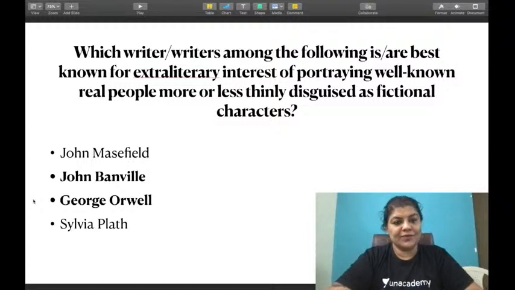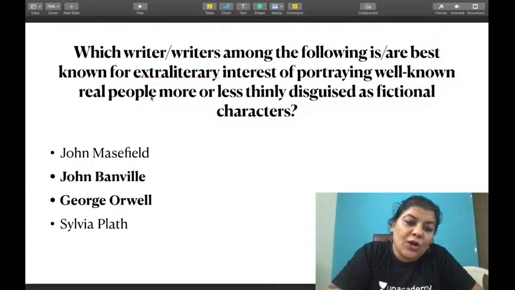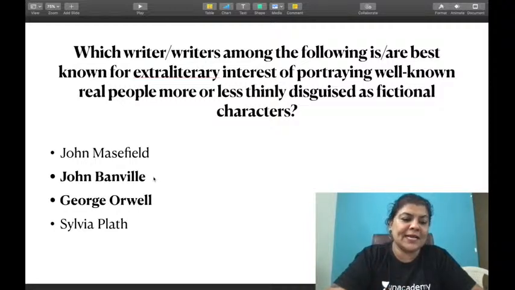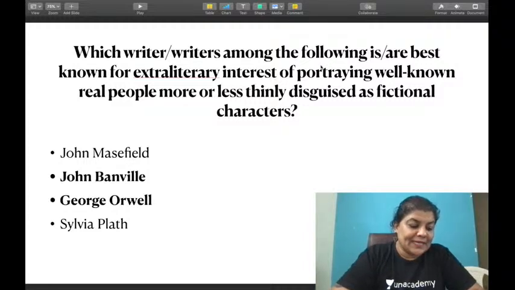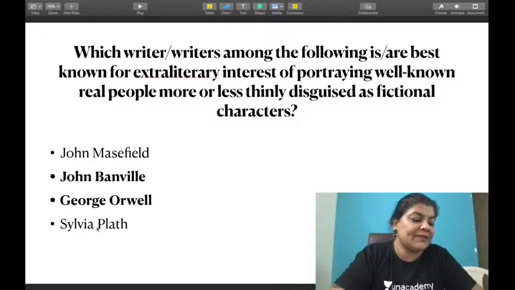D also, but best known for extra-literary interest is not correct. She is not best known for it. In her one novel, she has done it. Did you understand? If you read the question carefully, it asks best known for the extra-literary interest of portraying well-known real people. No. Sylvia Plath is not like that. She did not represent well-known real people. Okay.